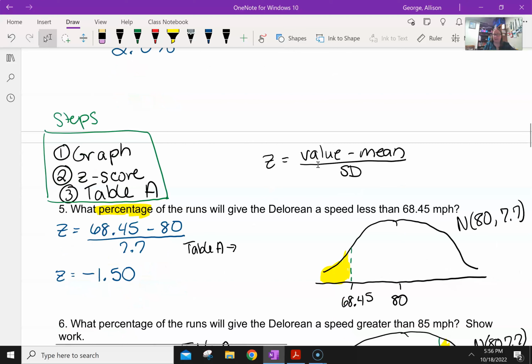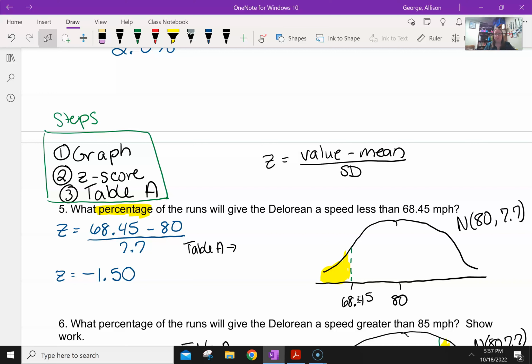So for example, for number 5, it's saying what percentage of the runs will give the DeLorean a speed less than 68.45. So I have the mean here. I've labeled my diagram with 80 and 7.7, and then I've drawn in the data value that I'm looking for, and I've shaded. That's plenty to be getting on with for just work and practice problems. So it wants a speed less than 68.45. So that's why we shaded to the left, because that would be less than.